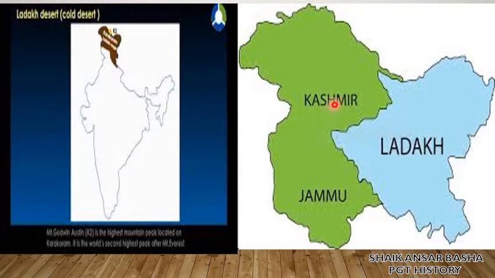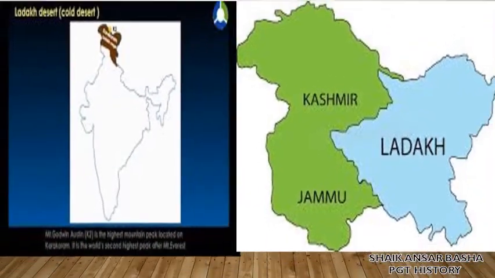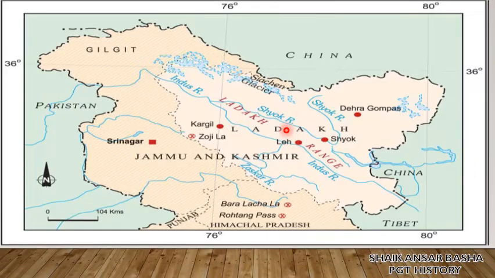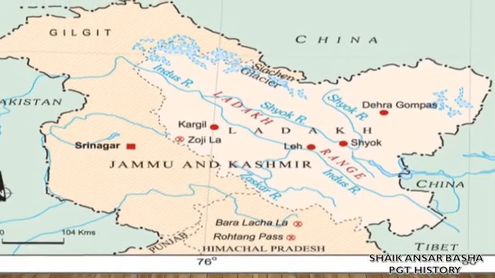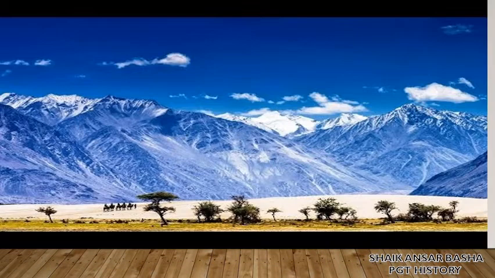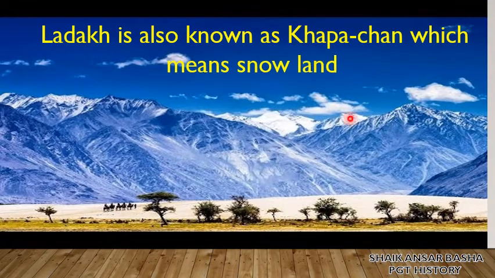Jammu and Kashmir was divided into two union territories, Jammu and Kashmir, and Ladakh. Just see here. This is the Ladakh desert, which covers the maximum part of the eastern part of Kashmir, that is, the Ladakh part. Ladakh is also known as Khapachan, which means snow land.